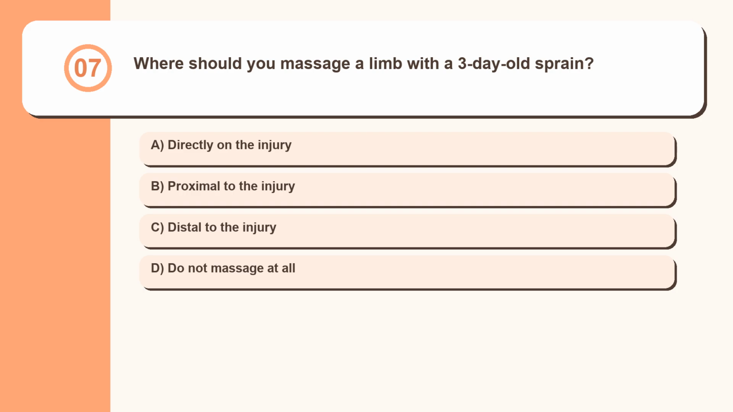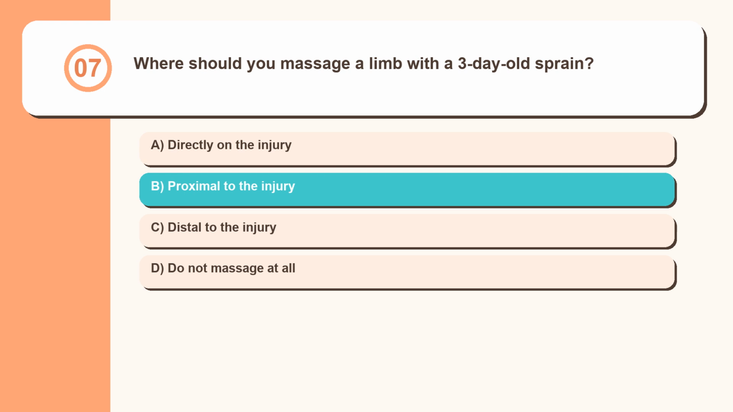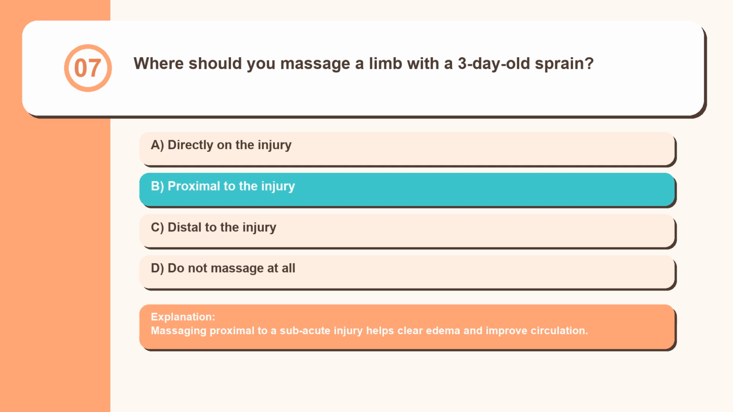Question 7. Where should you massage a limb with a 3-day-old sprain? Directly on the injury, proximal to the injury, distal to the injury. Do not massage at all. Massaging proximal to a subacute injury helps clear edema and improve circulation.